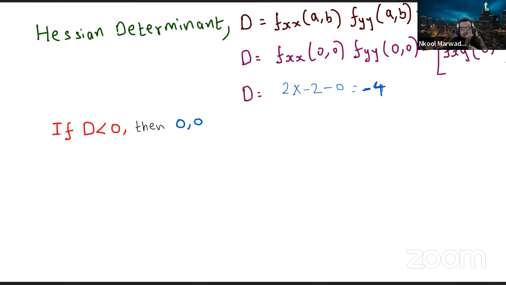So please, see, whatever we are doing, do it patiently, and everything is important. Never be in a hurry in maths because you will be losing 3 marks. Like see, -4 you got, that was right, but here you made a mistake. So be very careful with formulas. If D is less than 0, then 0, 0 is a saddle. So C is the right option.